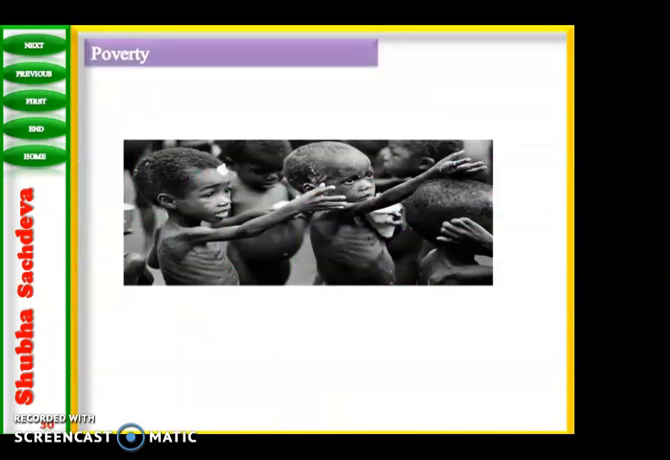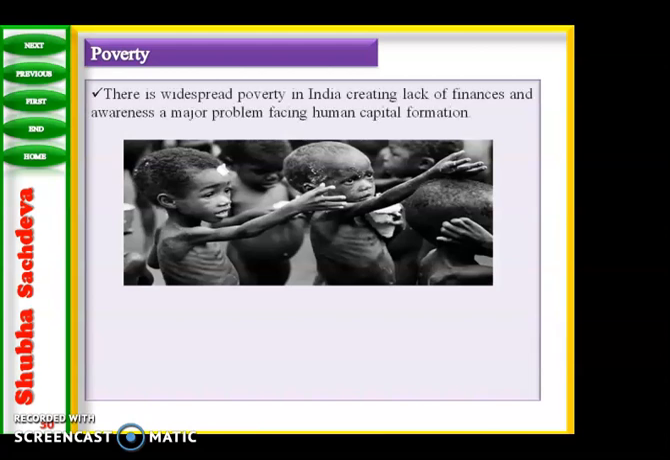Last is poverty. Now poverty is so much in our country. There is widespread poverty in India, creating lack of finances and awareness, a major problem facing human capital formation. It means the people who are not having money, even for a day, even for their food, clothing and shelter, those persons have no finances with them. So what will happen? Will they send their children to study? No. They will send their children to job.